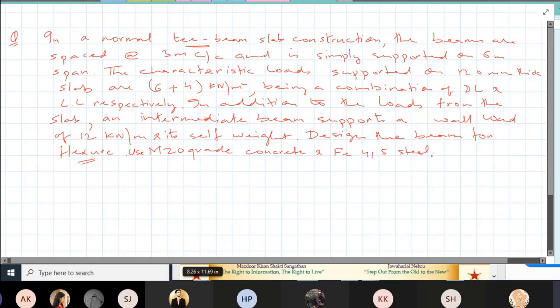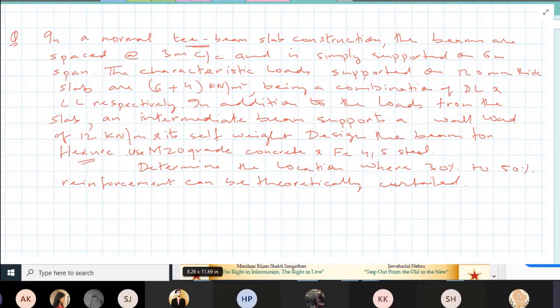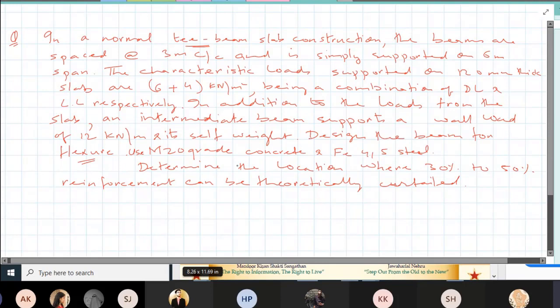And here I'm going to give you some variation. I'm going to ask you to determine the location where 30% to 50% of the reinforcement can be theoretically curtailed. By curtailed, I mean that you can cut the reinforcing bar at some specific location where the applied moment is actually very much less than the moment of resistance. At that particular section, you may not require that amount of steel, so you can reduce it by curtailing it, that is, you can cut it. We'll talk about this when we discuss this problem.